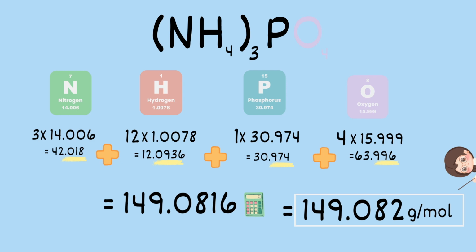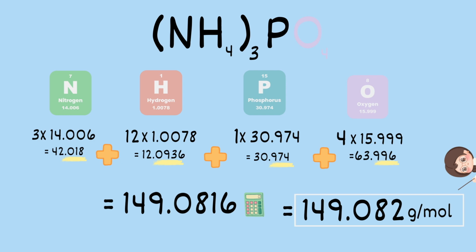Now, what if I were to ask you to find the molar mass of nitrogen in ammonium phosphate? Awesome, yes. 42.018 is the molar mass of nitrogen in ammonium phosphate.